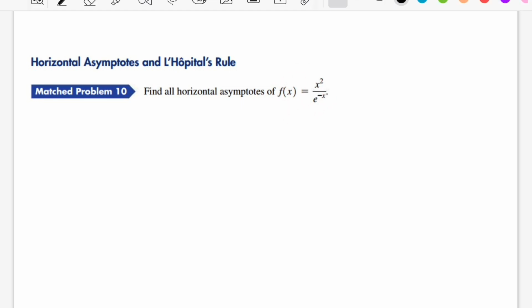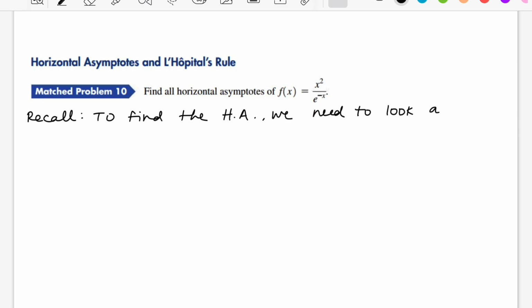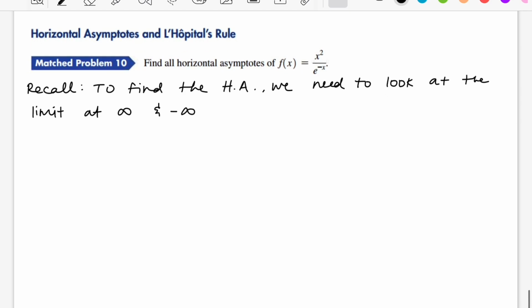And just as a refresher, recall that if we want to find the horizontal asymptotes, which I'm going to abbreviate as HA, we need to look at the limit at positive and negative infinity. So we went over this in previous sections. So what we'll do is we'll look at each limit individually.